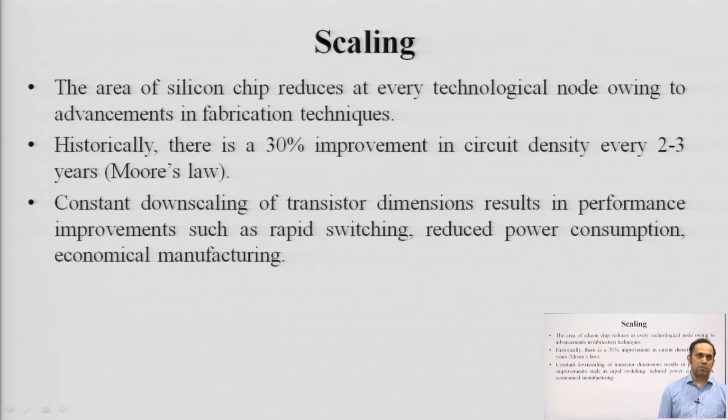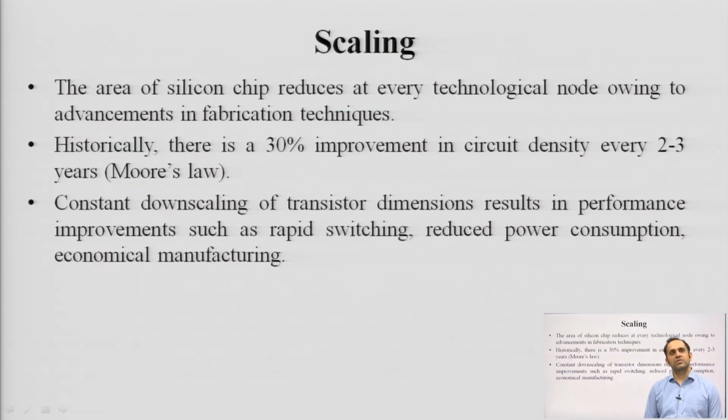When you put more transistors on a single silicon substrate, you increase the functionality. Okay. So, the area of silicon chip reduces at every technological node. Okay. The common nodes being 180 nanometer, 90 nanometer, 45, 22, 13, 7. Okay. So, these are in terms of nanometers. We hear about these technological nodes, which is basically a downscaling node. Okay. So, historically in past many decades we have seen a 30% improvement in circuit density every 2 to 3 years. This is the quite famous Moore's law.